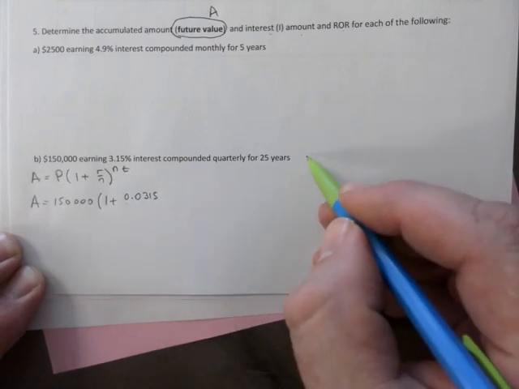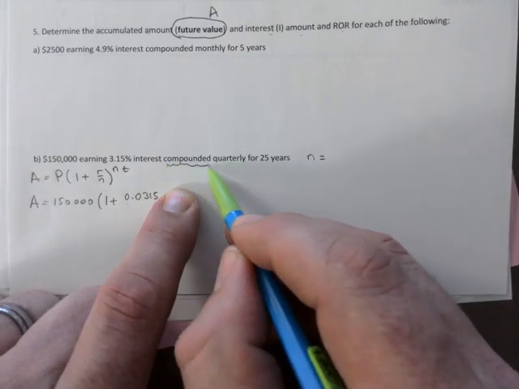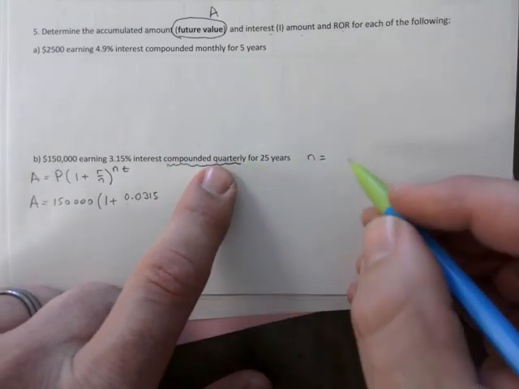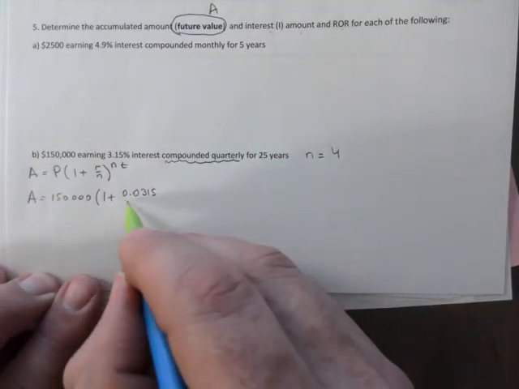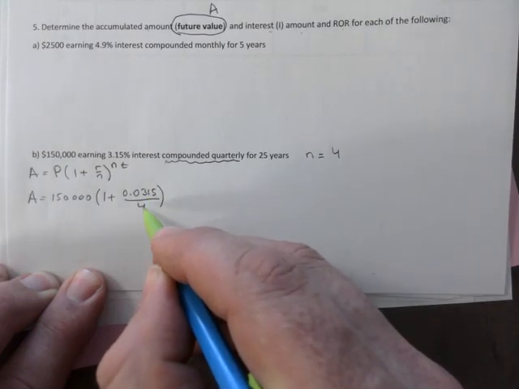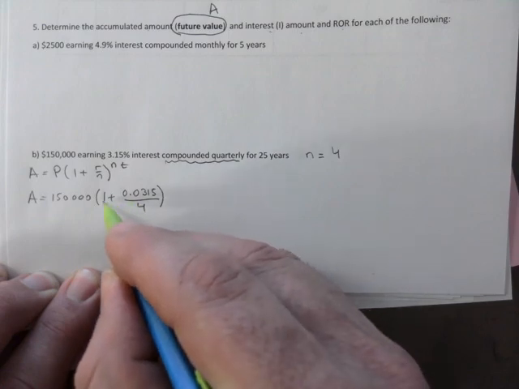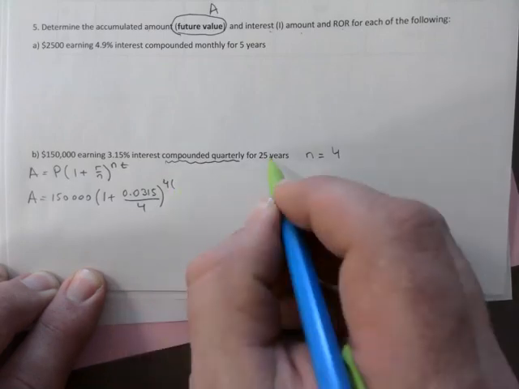And what is N in this case? Compounded quarterly. You should have on your study sheet what that is. I think this one is fairly easy to tell that it's 4. It's 4 times a year that interest is calculated. So you have to divide your interest rate by 4, and then you're going to add that to 1 later on. This is N times T, and it's 25 years.